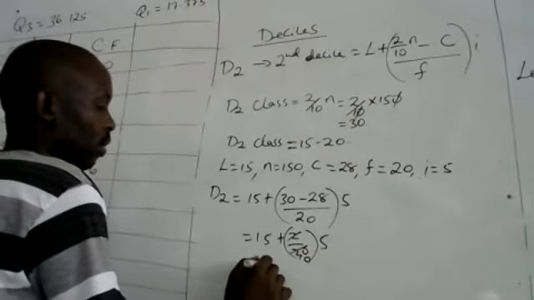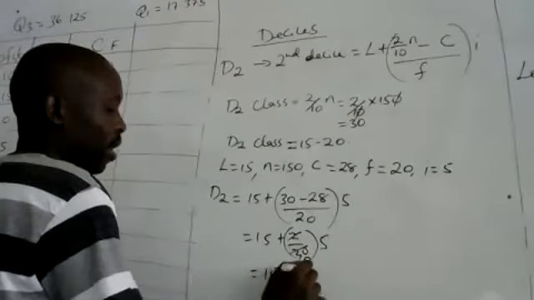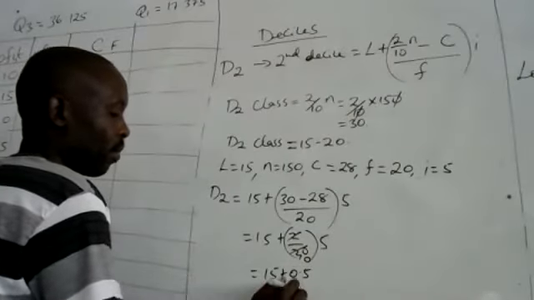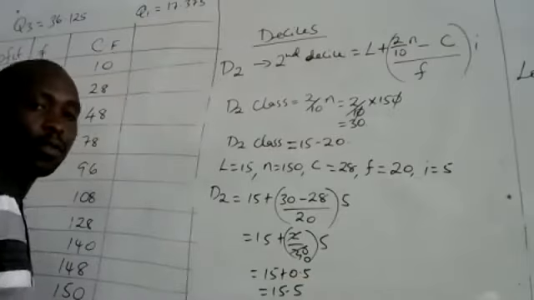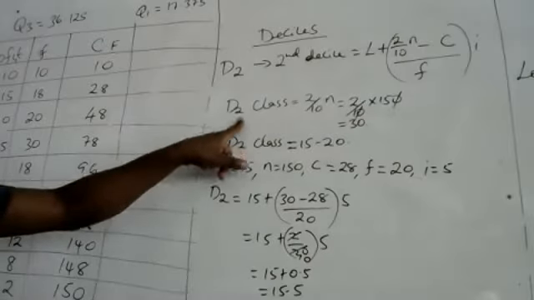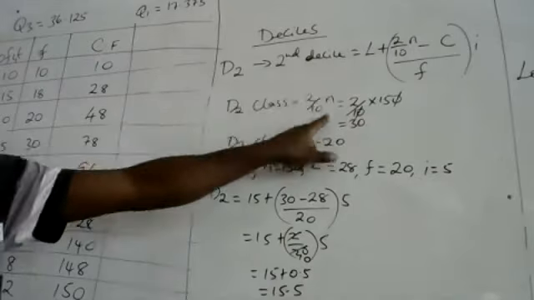Zero 0.5. 15 plus 0.5, which is actually 15.05, which is actually 15.5, and that is the answer. So if we are looking for the fifth decimal, then we shall locate the D5 class by doing 5 over 10n.